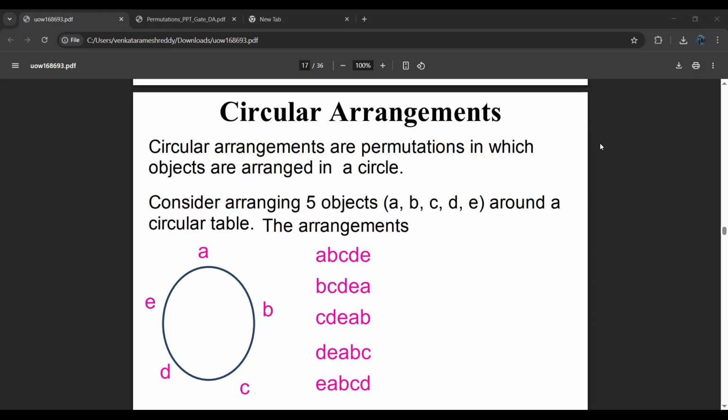Hi guys. There was a short break that I had to take. Sorry for it. So let us discuss the next topic, circular arrangements.